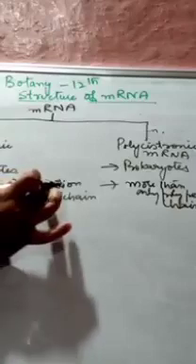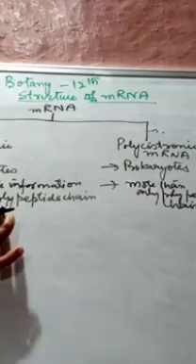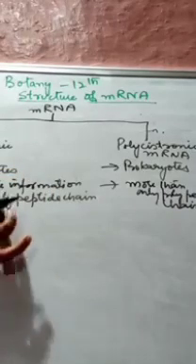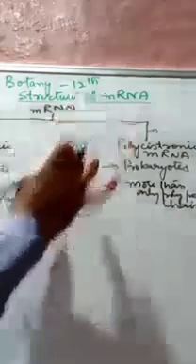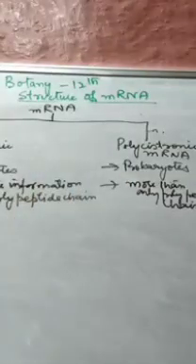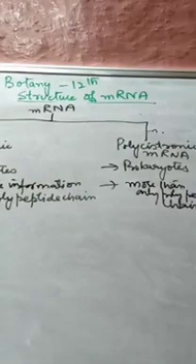It has got the genetic information, and that genetic information codes for only one polypeptide chain, while in the case of the polycistronic, it contains the genetic information for more than one polypeptide chain.